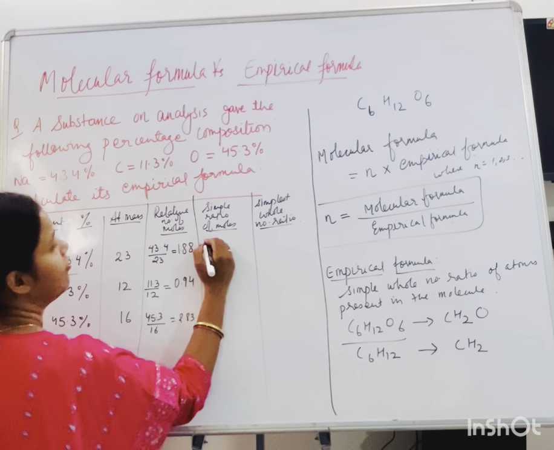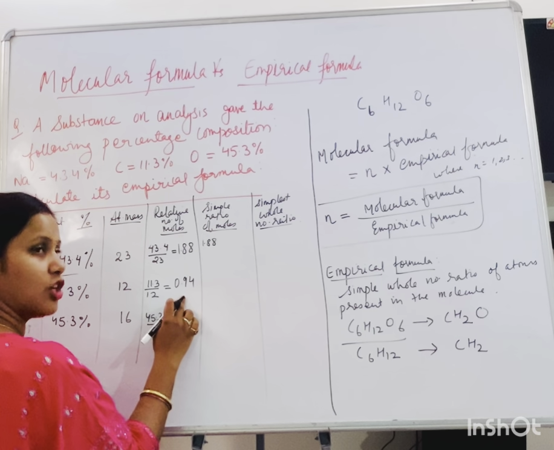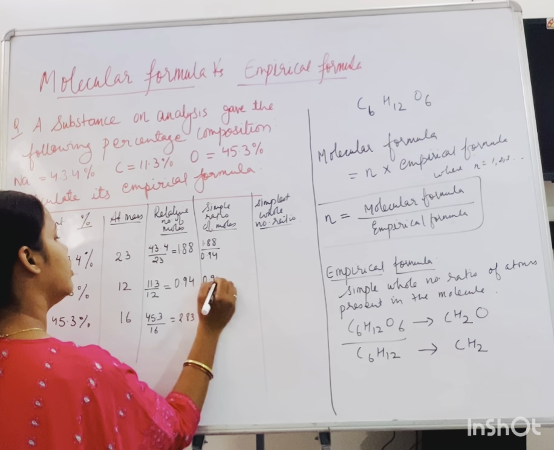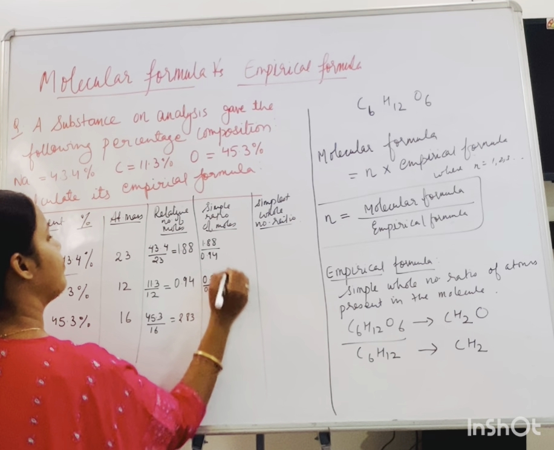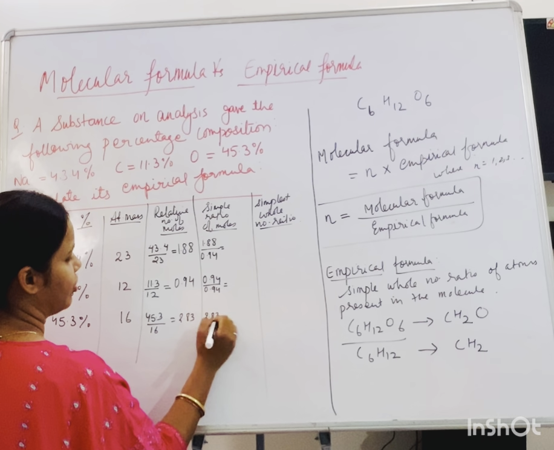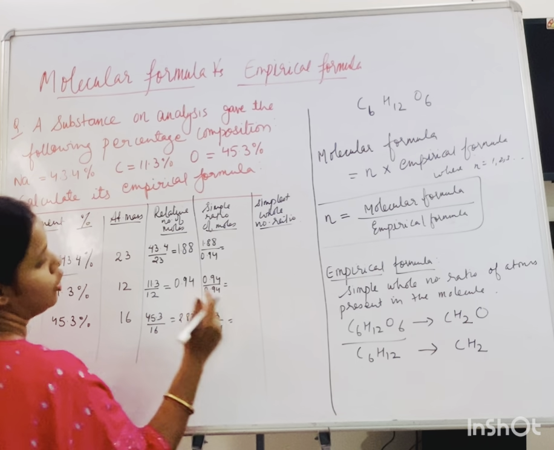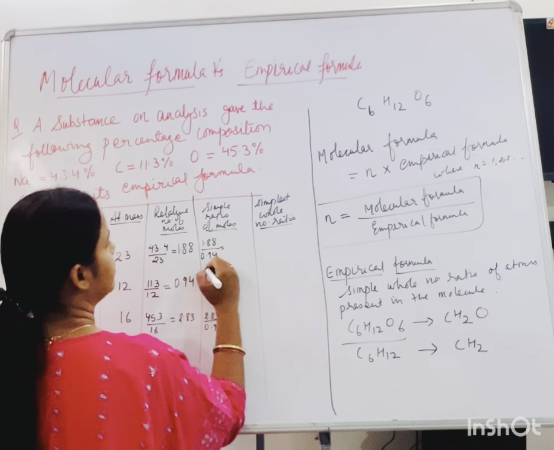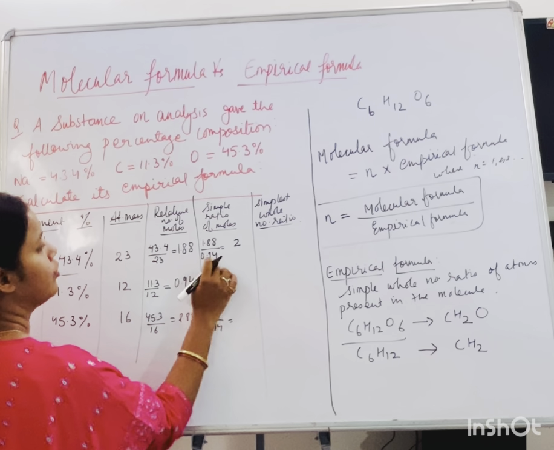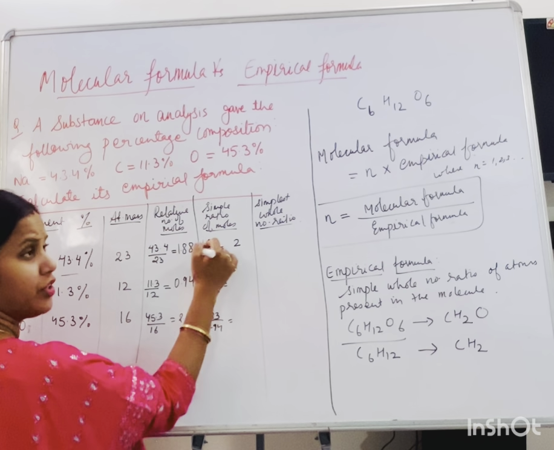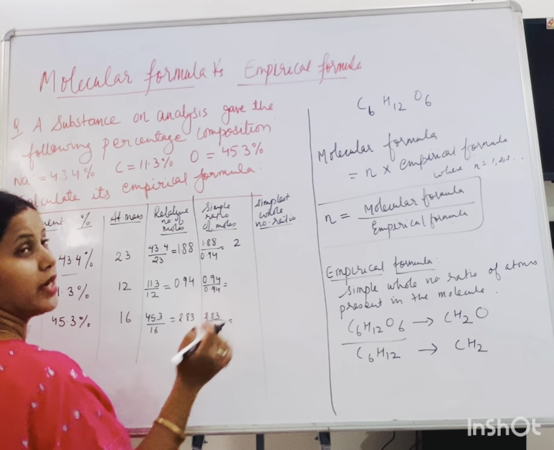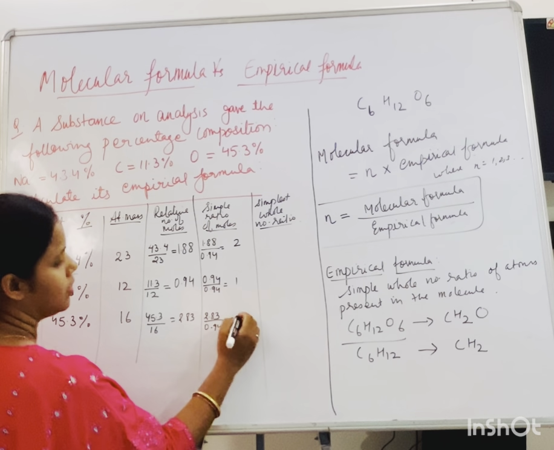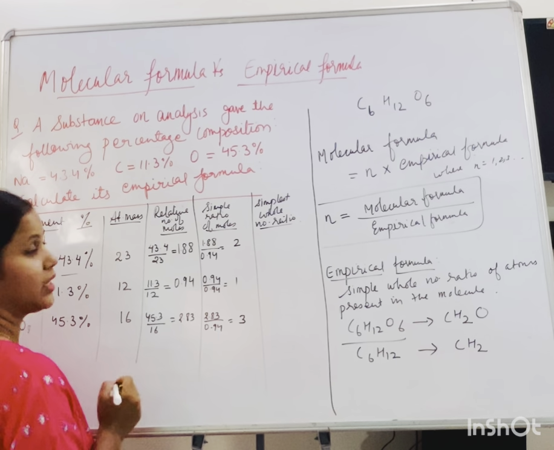So here we have 1.88, and 0.94 is the smallest, so divided by 0.94. This one also 0.94 divided by 0.94, and this 2.83 divided by 0.94. On dividing, 0.94 into 2 is 1.88, so this will be 2. This will be 1, and again this will come out to be around 3.